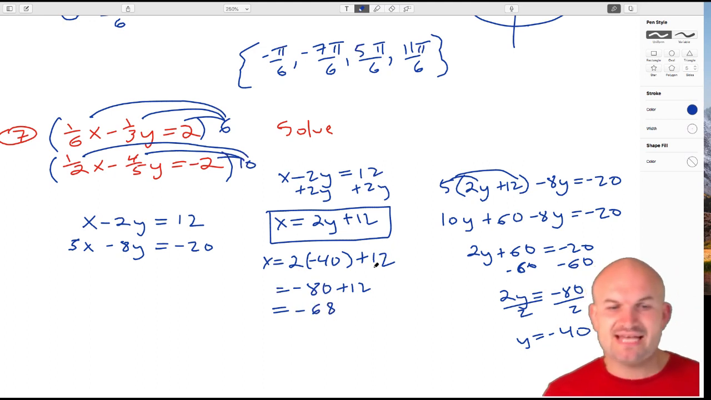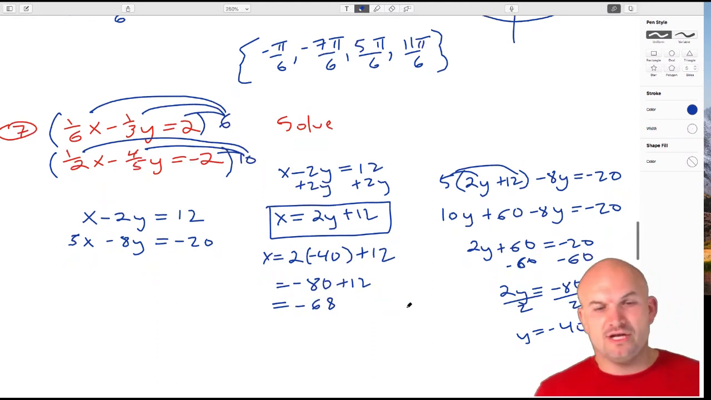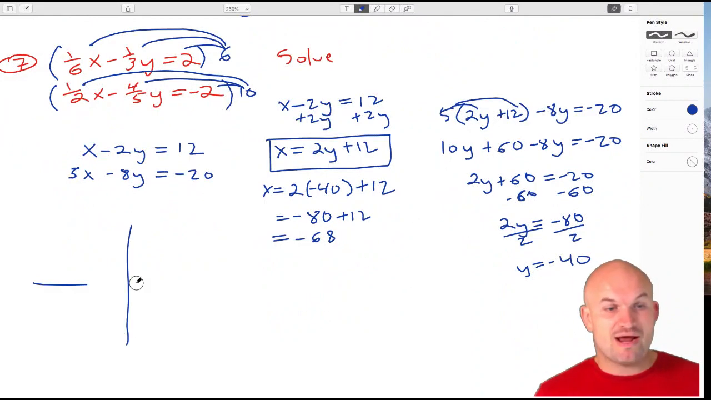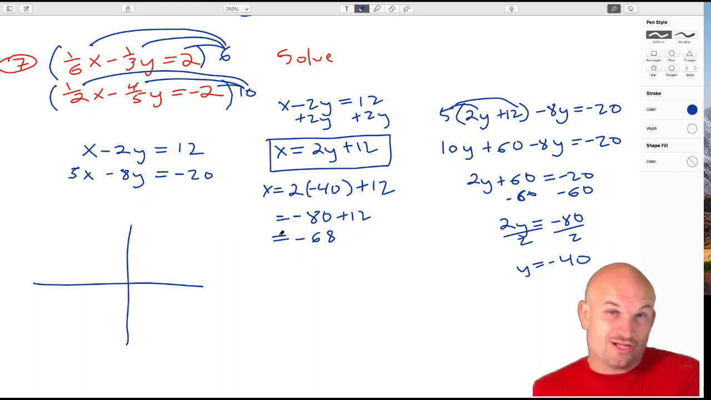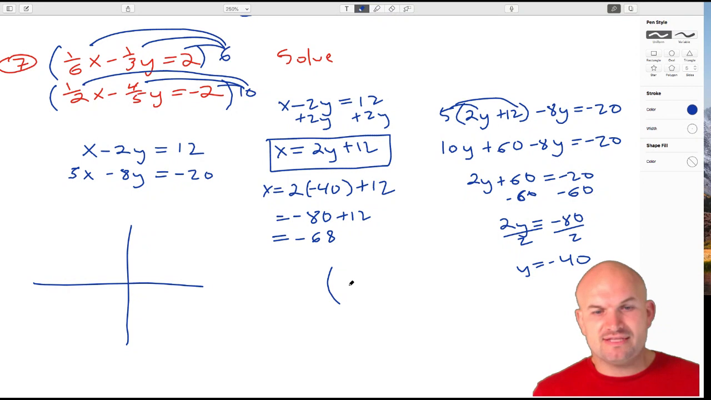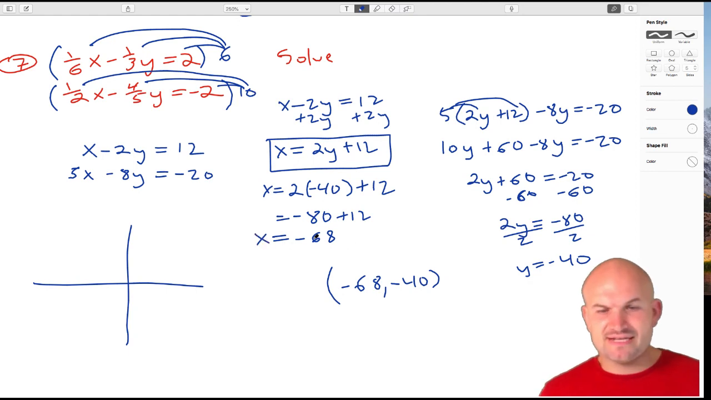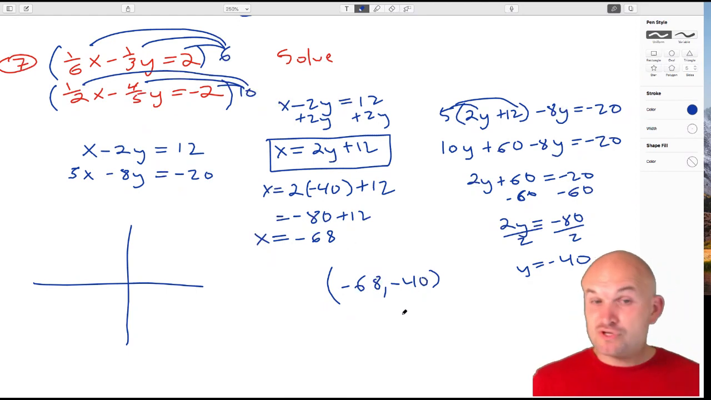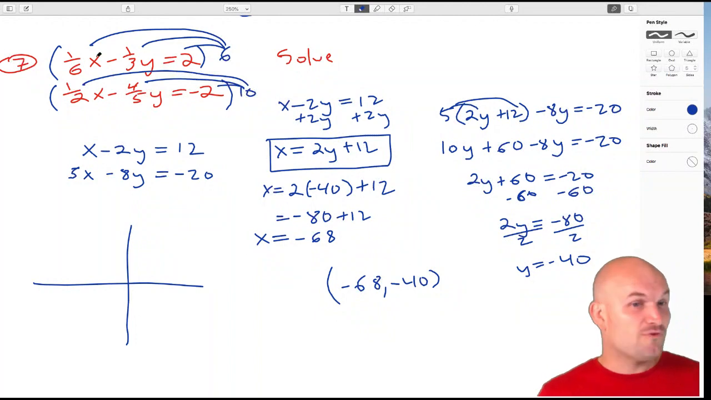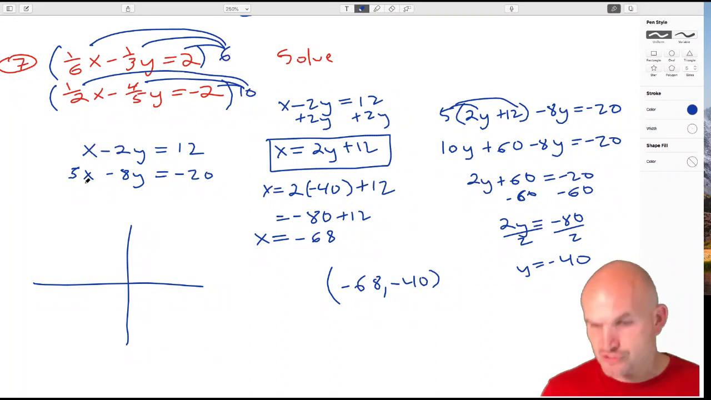Now, if we wanted to write this as a solution point, like a point on the graph where these intersect, because that's what we did. We just did it algebraically, but you could also graph these using graphing technology, and you'd figure that they are going to intersect at the coordinate point negative 68, negative 40, where x is negative 68 and y is negative 40. You could also plug in negative 68 and negative 40 in for x and y, and you would get that to be equal to 2 and negative 2, making both of those equations true.